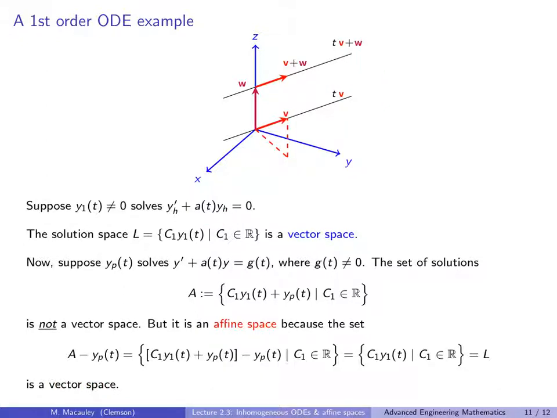So there's really no difference between these linear ODEs and these lines and planes. It's just what we're calling them. Here we're calling them V and W, and down here we're calling them Y1 and YP.